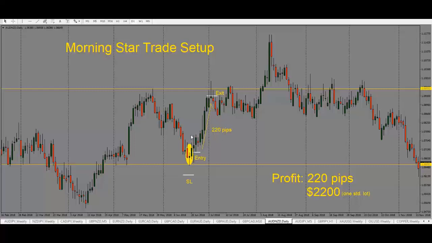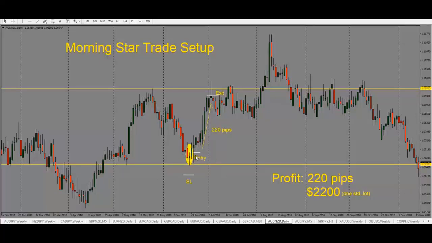So just to recap, this is a Morningstar trade setup on a daily chart. Morningstar trade setups, you can look for them on any time frame that you like to trade. I do like the daily, the hourly time frames the best, but again, they can be found on different time frames. So once we see this Morningstar trade setup, we are looking to go long because this is a bullish reversal signal. And again, we want to look for it at a good support and resistance level.